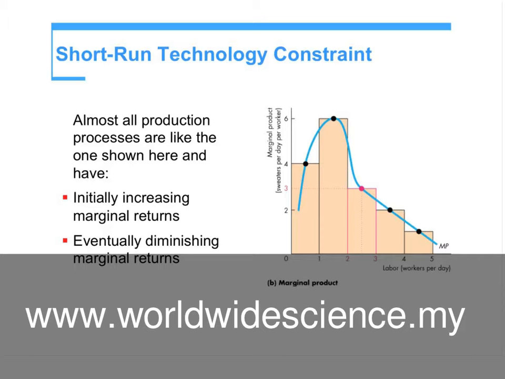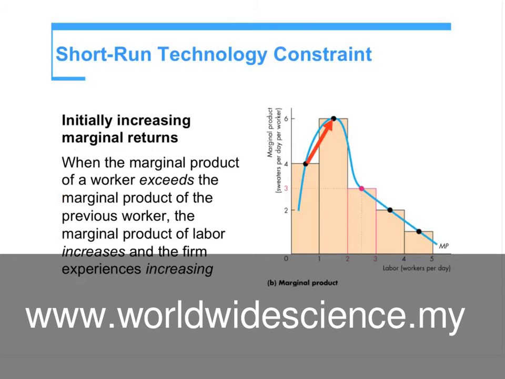So initial increasing marginal returns: when the marginal product of a worker exceeds the marginal product of the previous worker, the marginal product of labor increases and the firm experiences increasing marginal returns. So as you can see here, the first worker creates 4, the second creates 6, so there's a 2-unit increase. So the marginal product of labor increases altogether, and that's increasing marginal returns.